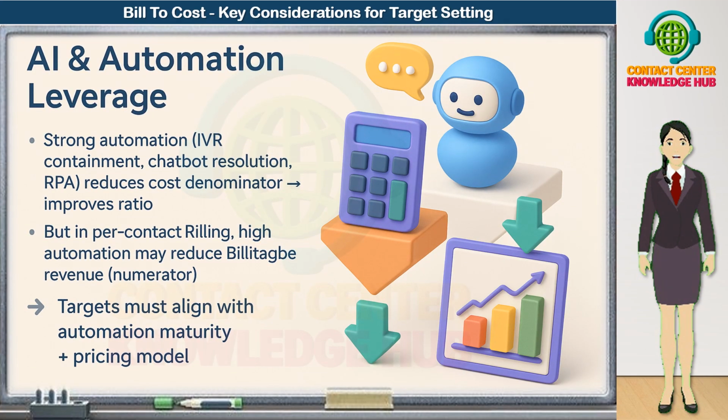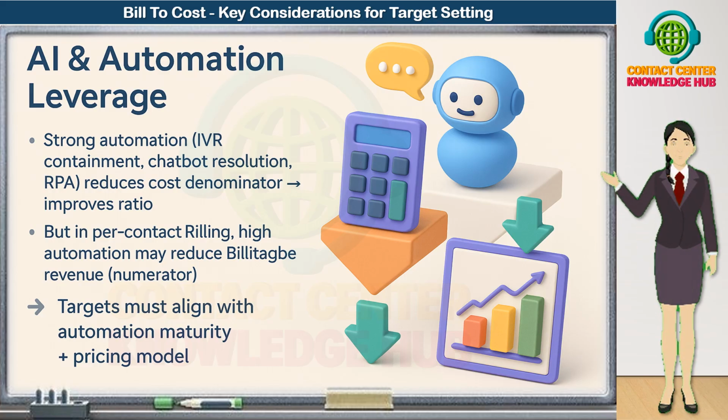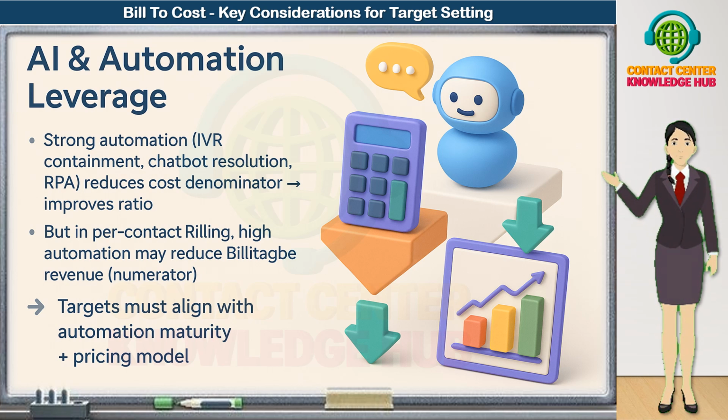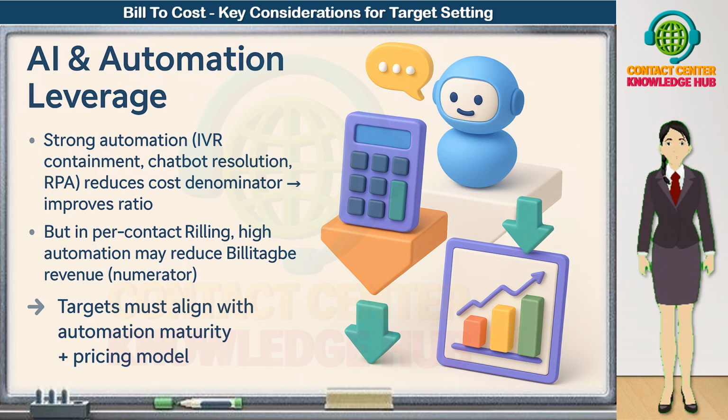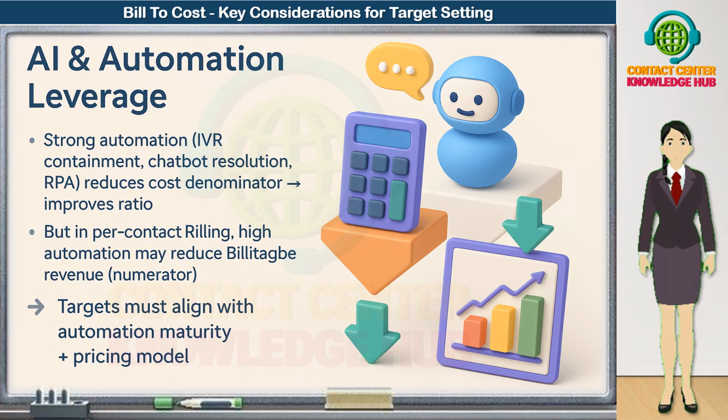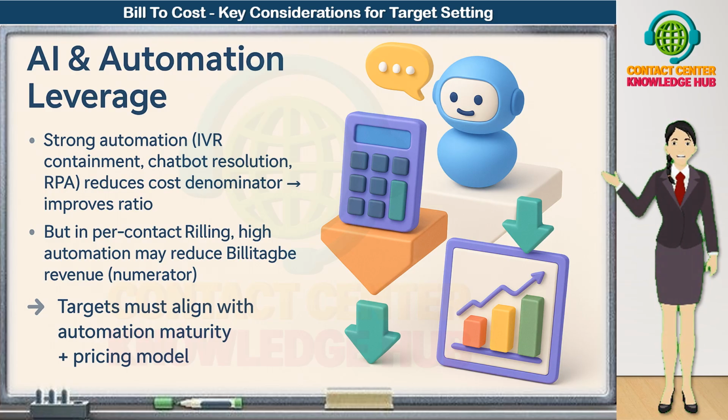Now let's look at the role of AI and automation leverage in shaping the bill-to-cost ratio. When automation is used effectively, through IVR containment, chatbot-based resolution, workflow automation, or RPA, it reduces the delivery effort required per interaction. This means you require fewer agent hours to handle the same workload, which lowers the cost denominator and improves the bill-to-cost ratio. However, pricing structure matters.